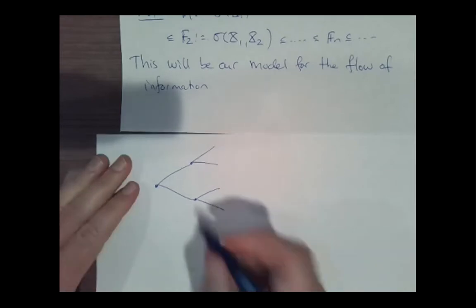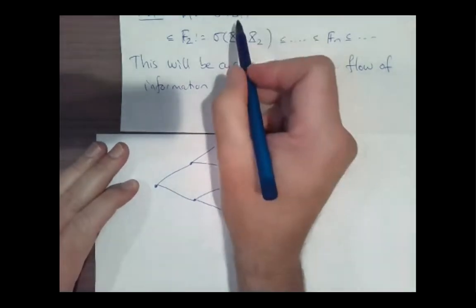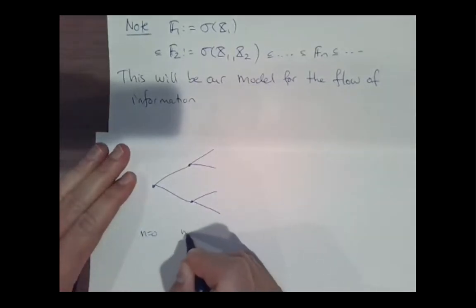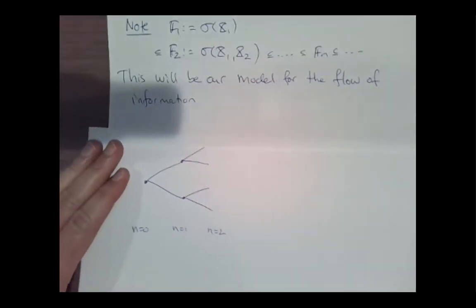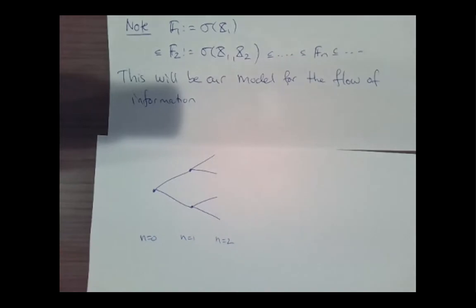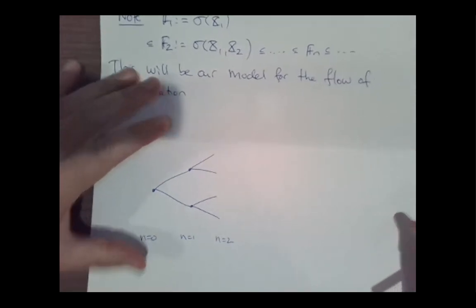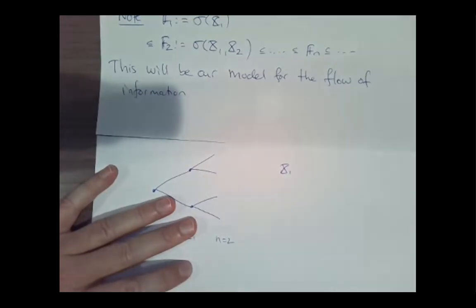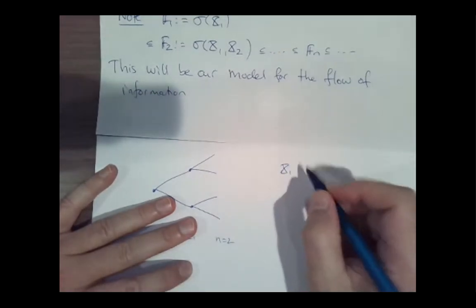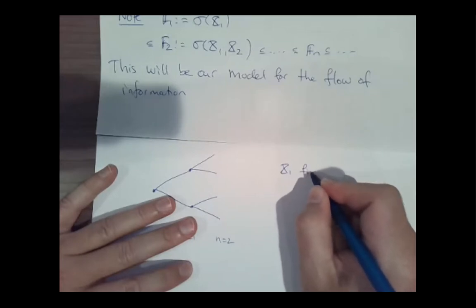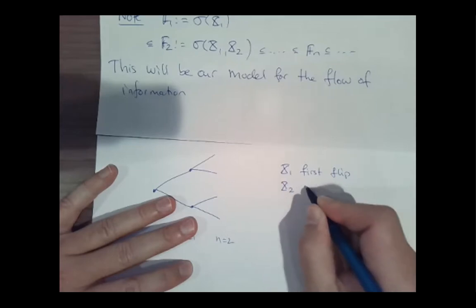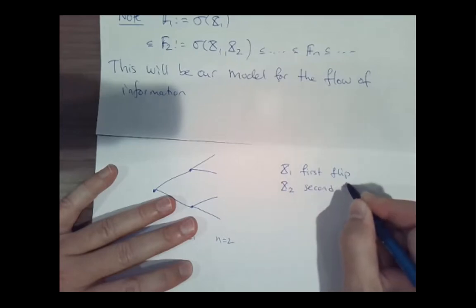So what is a binomial tree structure? I want to have n equal to 0, n equal to 1, n equal to 2. So I'll have x1, I want to think about this as the first flip, and x2, this is the second flip.